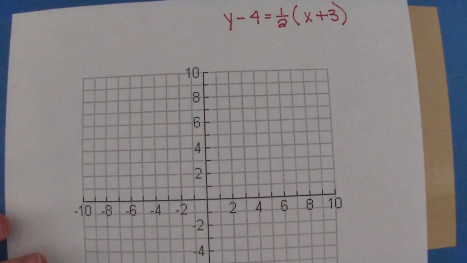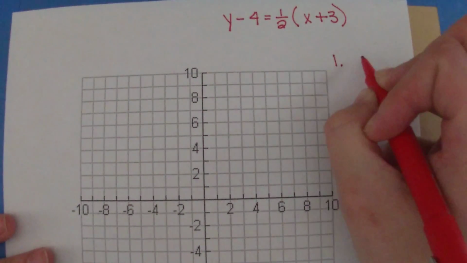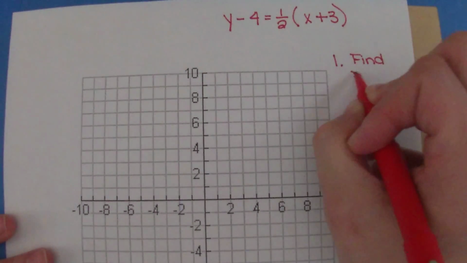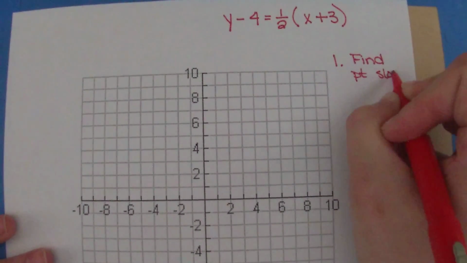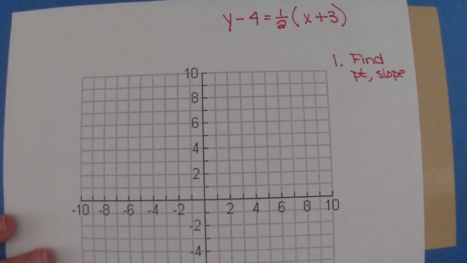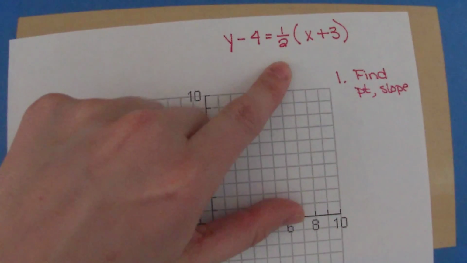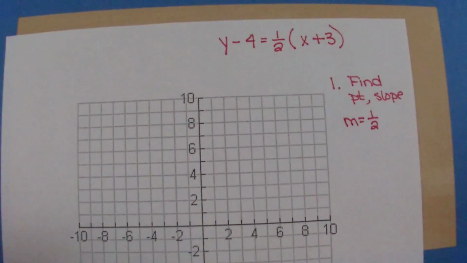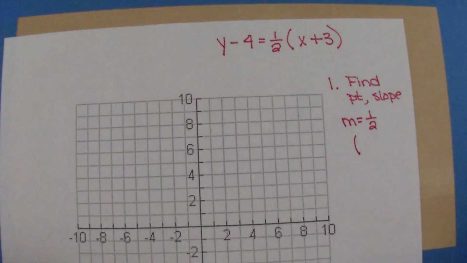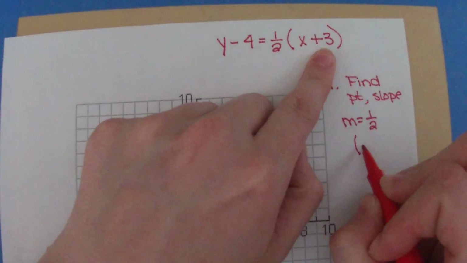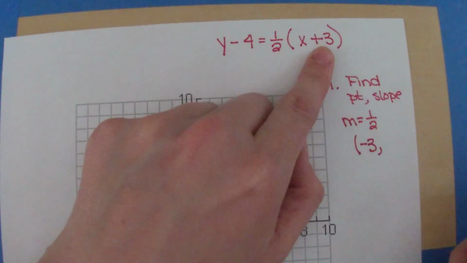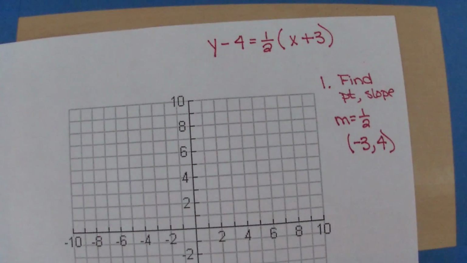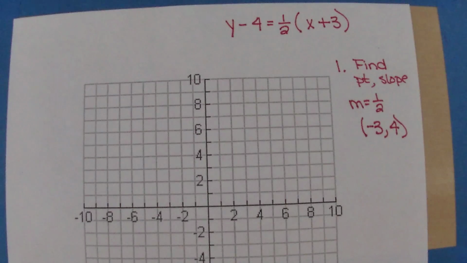Just like any graphing that we have done, our first step is going to be to find that important info. So in this case, we want to find the point and the slope. Exactly what we've been practicing. So we'll say, okay, our slope, our m, is 1/2. Our point, remember, we're taking the opposite sign. So it looks like a +3, I'm writing a -3. It looks like a -4, so I'm writing a +4. I'm just finding that important information.